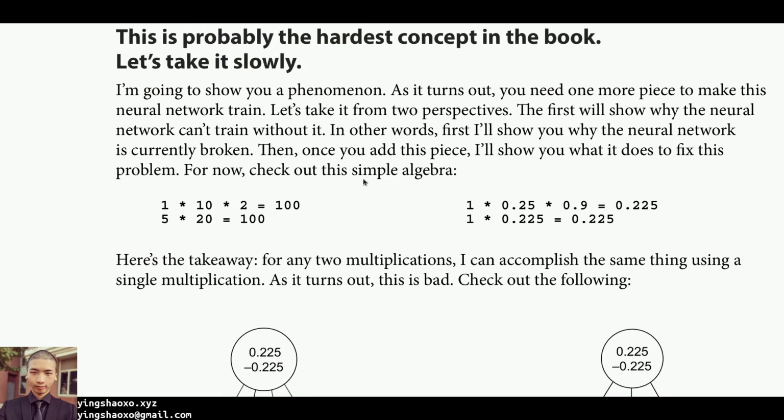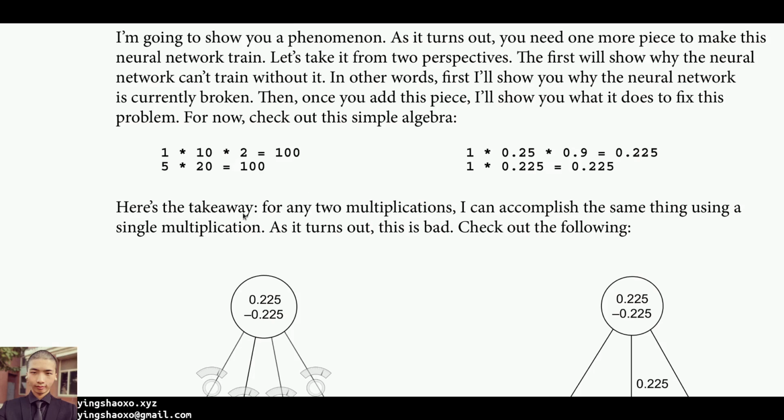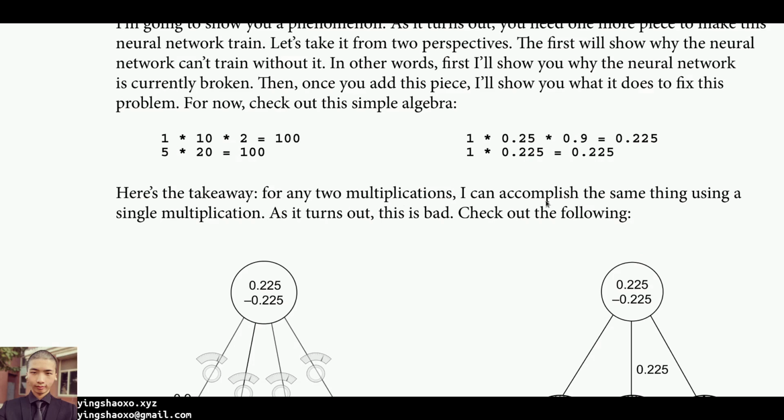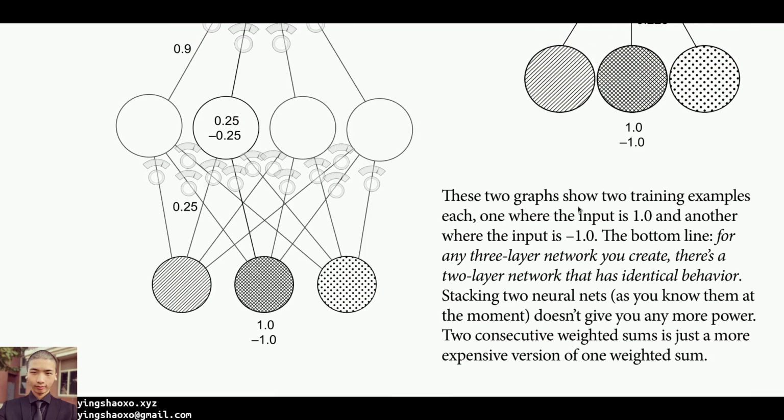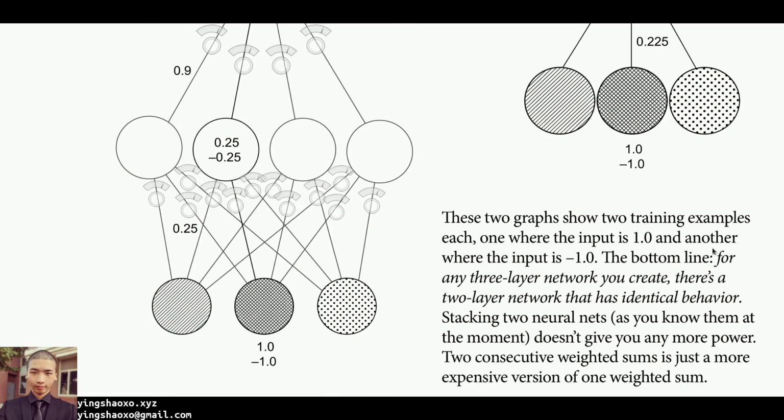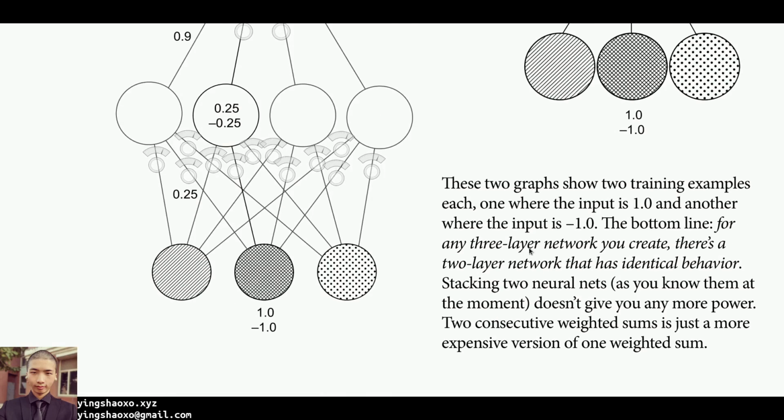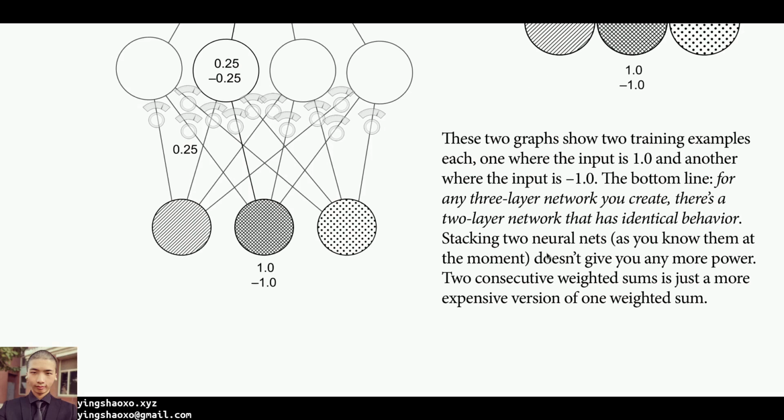For now, check out this simple algebra. Here's the takeaway: for any 2 multiplications, I can accomplish the same thing using a single multiplication. As it turns out, this is bad. Check out the following. These 2 graphs show 2 training examples each: one where the input is 1.0 and another where the input is negative 1.0. The bottom line: for any 3-layer network you create, there's a 2-layer network that has identical behavior. Stacking 2 neural networks as you know them at the moment doesn't give you any more power. 2 consecutive weighted sums is just a more expensive version of one weighted sum.